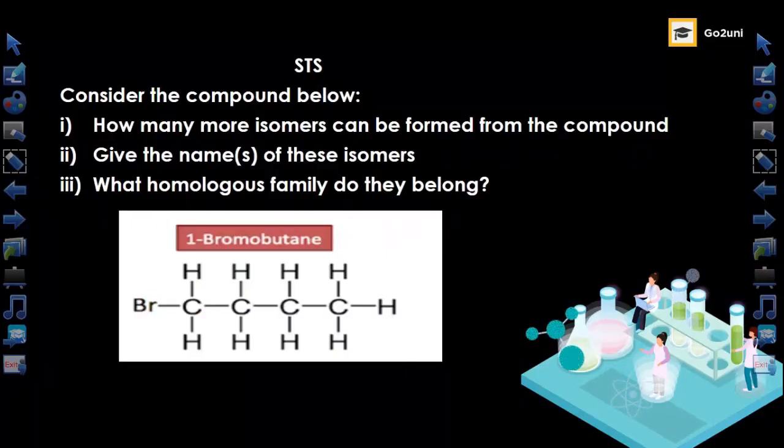So before we look at the other types of isomers, I now want to challenge you, dear students, with the following questions. Kindly put yourself to the test by answering these questions. How many more isomers can be formed from the compound below? You are given a compound and the name of the compound is given to you. If you give the name of these isomers, you are to also tell us what homologous family they belong to. That is your STS for today's lesson. As our first STS, we are going to see other questions as we proceed.